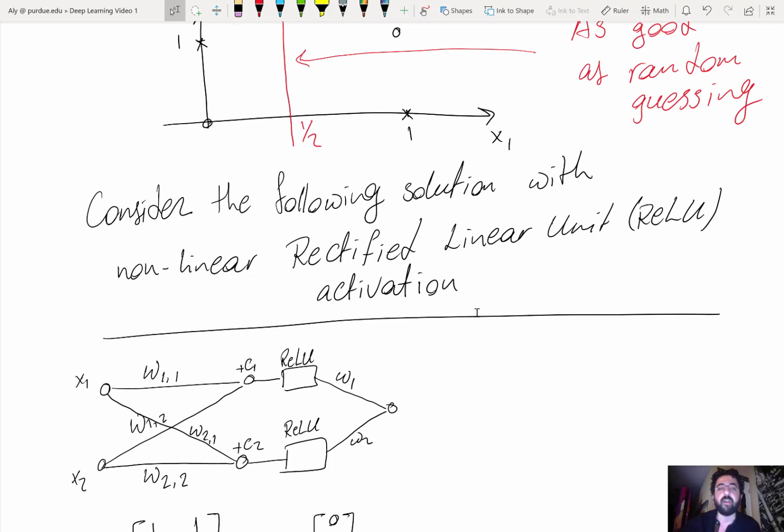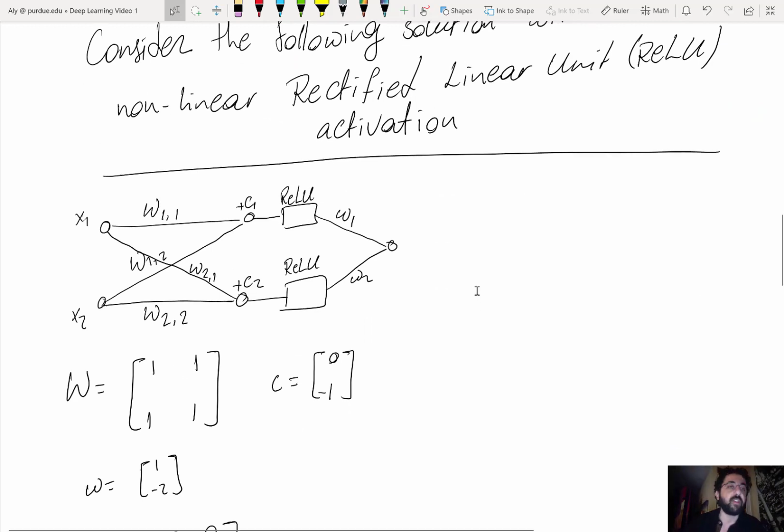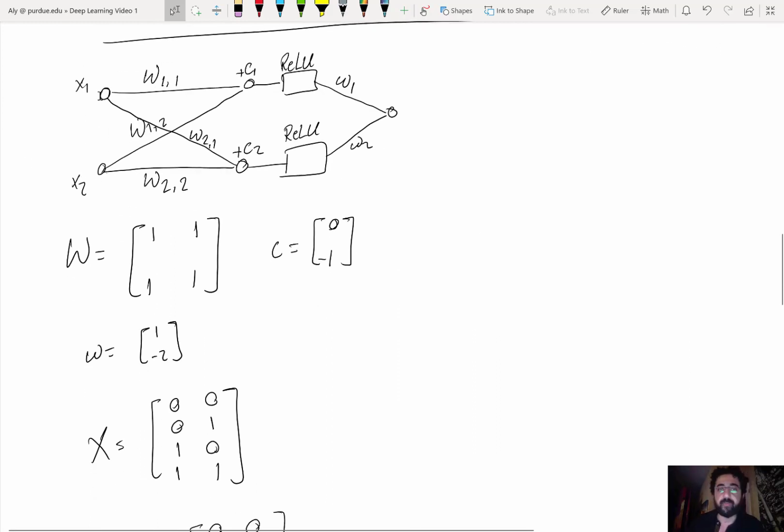And we'll see as we go through the example what exactly a ReLU activation function is. So we'll start from the solution, and we'll see what the solution represents. So we have x1 and x2.